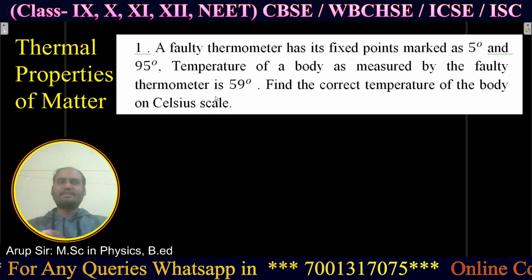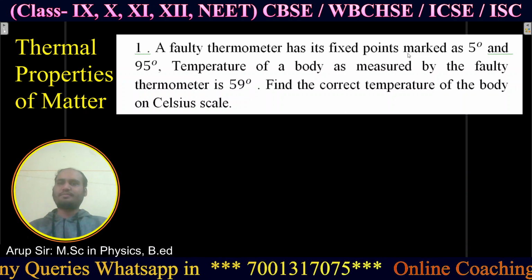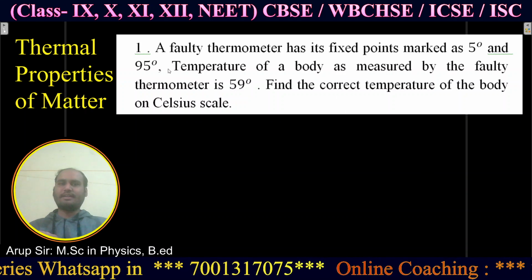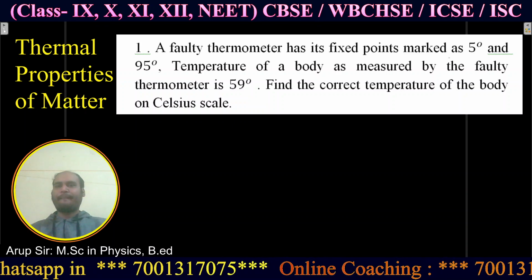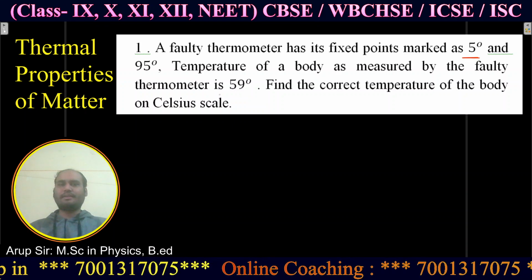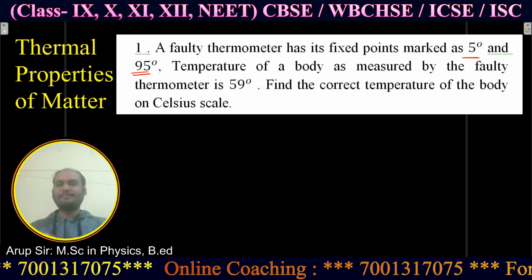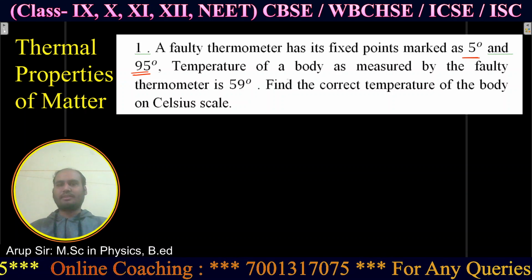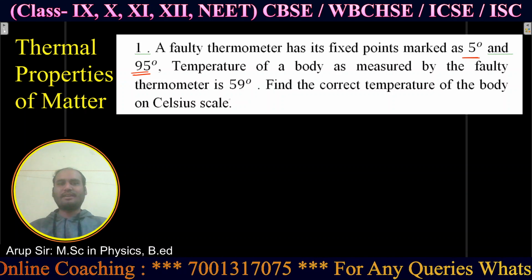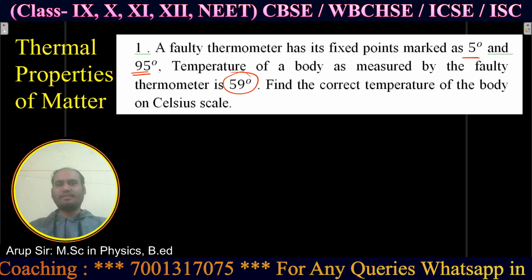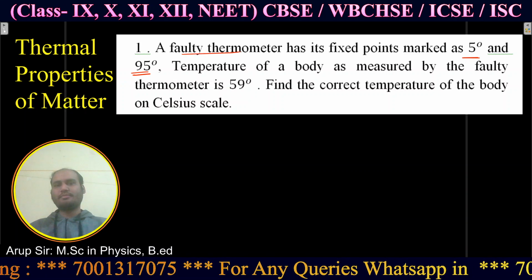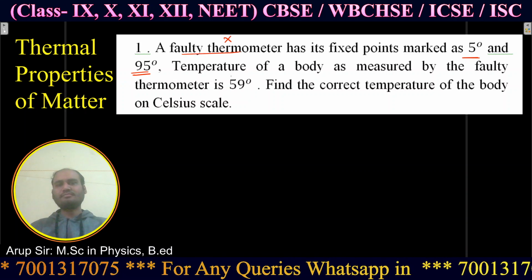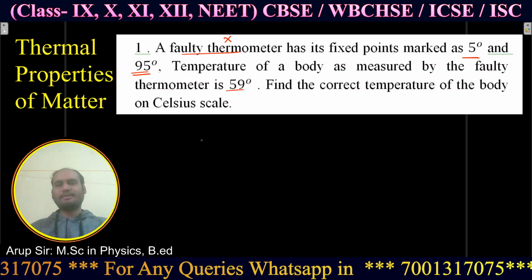Here the question is: a faulty thermometer has fixed points marked as 5 degrees and 95 degrees. That means 5 degrees is the minimum reading and 95 degrees is the maximum reading of that faulty thermometer. Now the temperature of the body measured by that faulty thermometer is this much. So if we consider that faulty thermometer as X, then the reading of that faulty thermometer is this much.